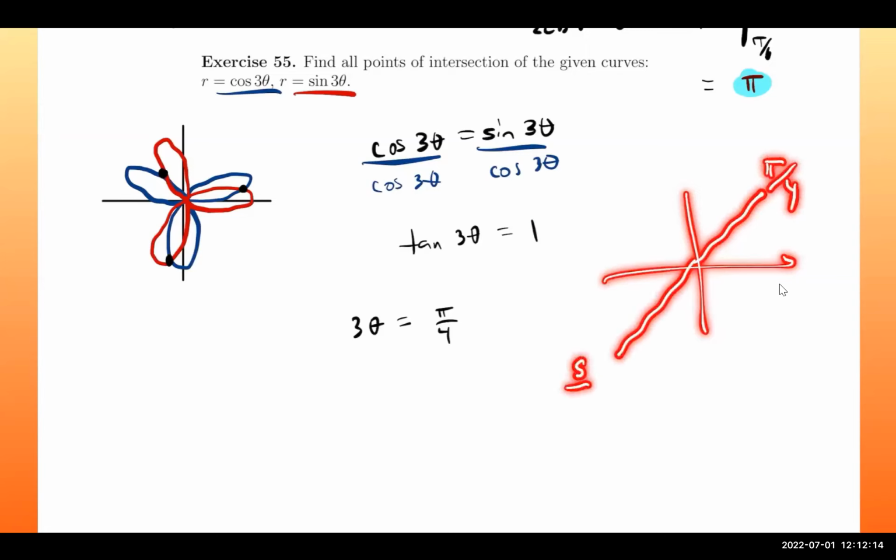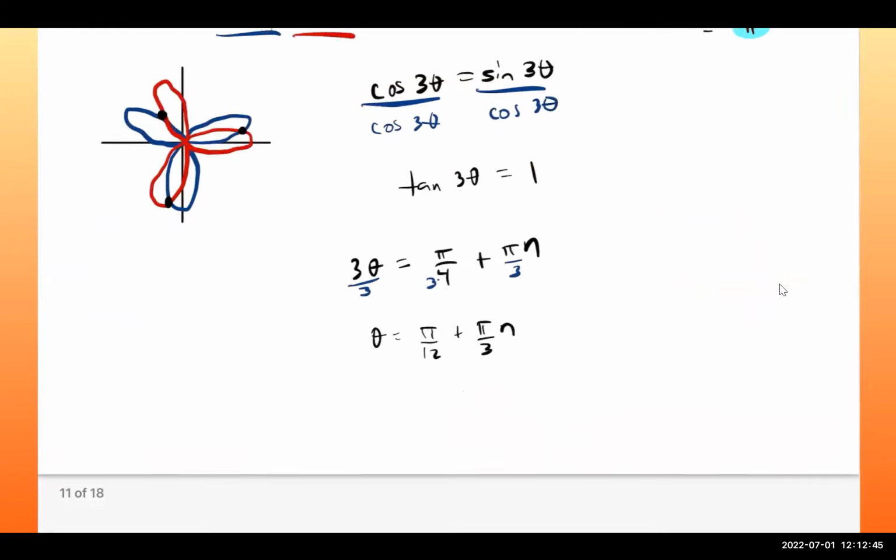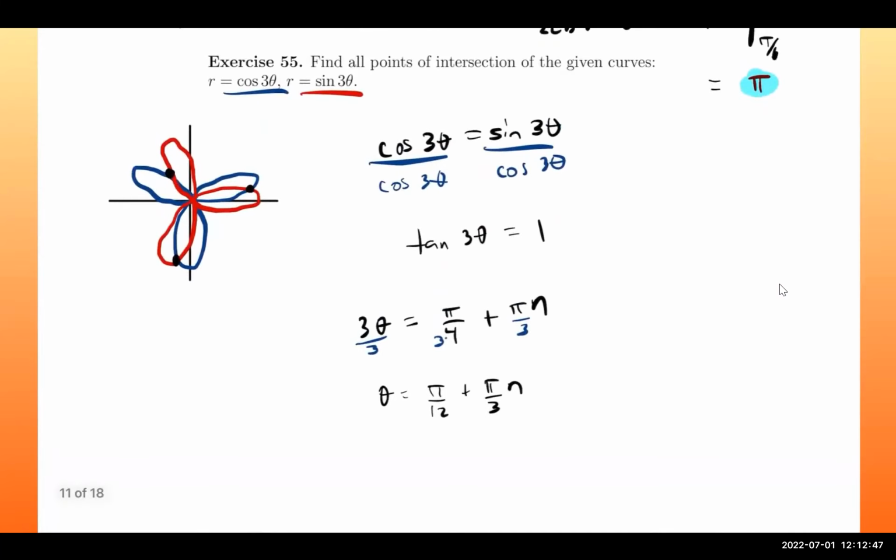But since 5/4 pi is directly across from pi over 4, you can write this equation by simply adding pi n. Any multiple of pi will get you to the opposite side. So now all you have to do is divide by 3, and that's going to give us theta is equal to pi over 12 plus pi thirds n, where n is an arbitrary integer.